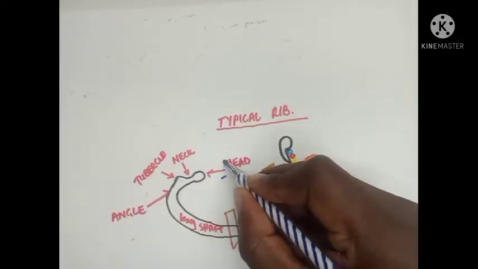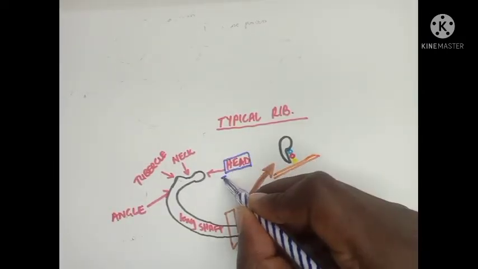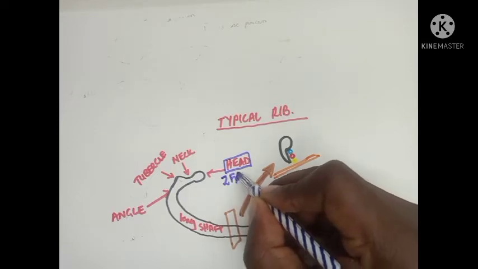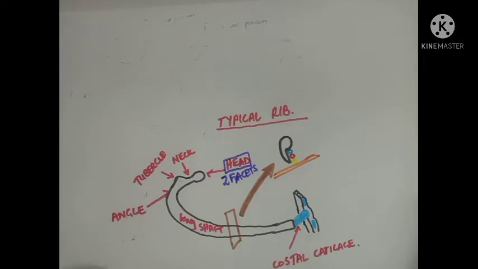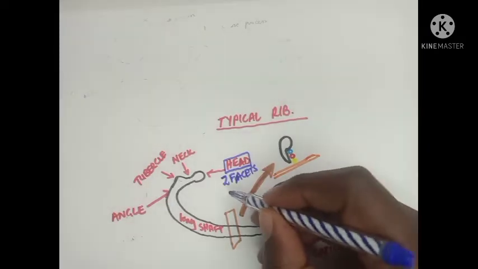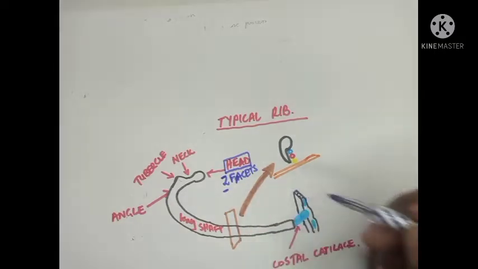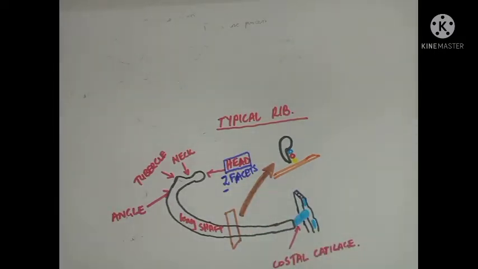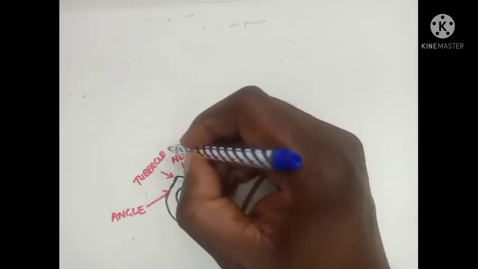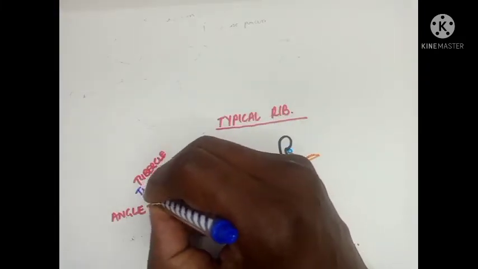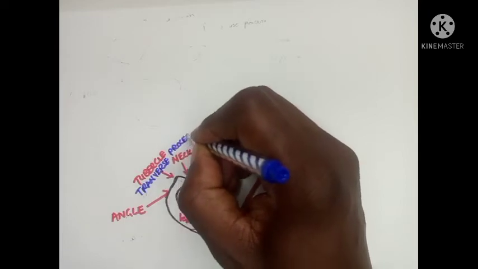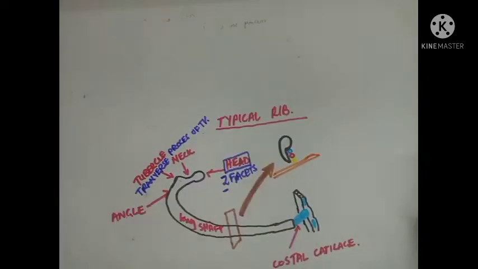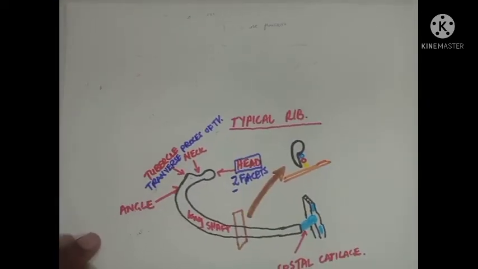The head of a typical rib contains 2 facets. The first facet is for articulation with the vertebral body of the thoracic vertebra, which is numerically corresponding to the rib. And the second one is for articulation with the vertebral body of the thoracic vertebra immediately above the rib. The tubercle also has a facet for articulation with the transverse process of the thoracic vertebra.